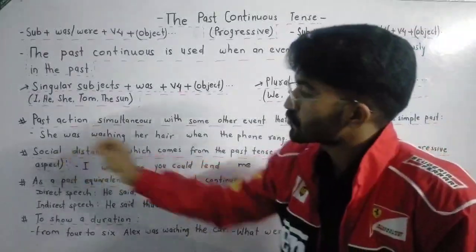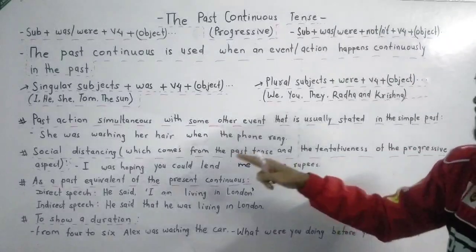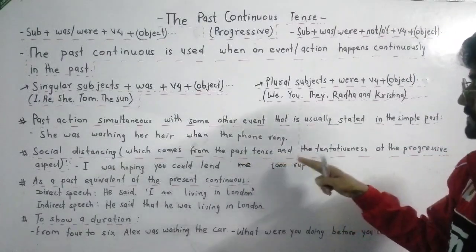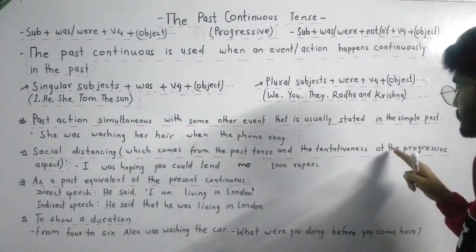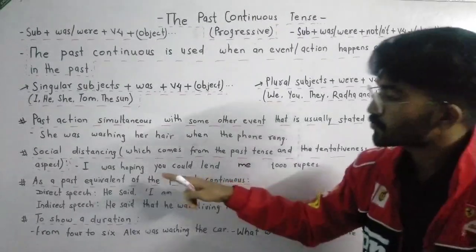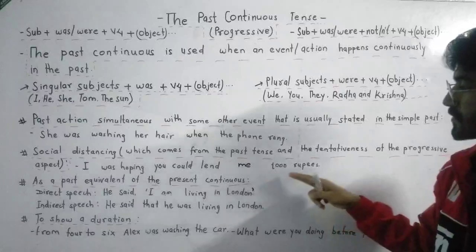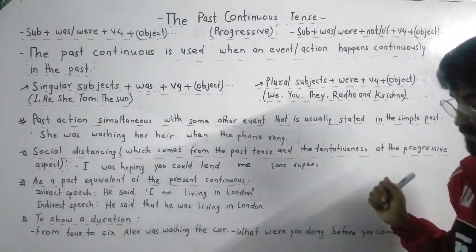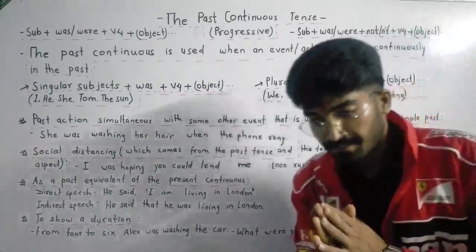Another use is politeness, which comes from the past tense and the tentativeness of it. For example, I was hoping you could lend me 1000 rupees. See, let me give you another example.